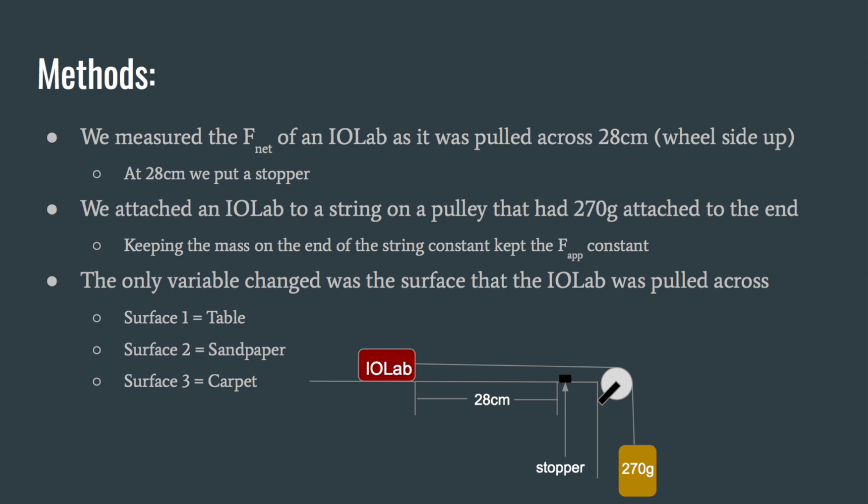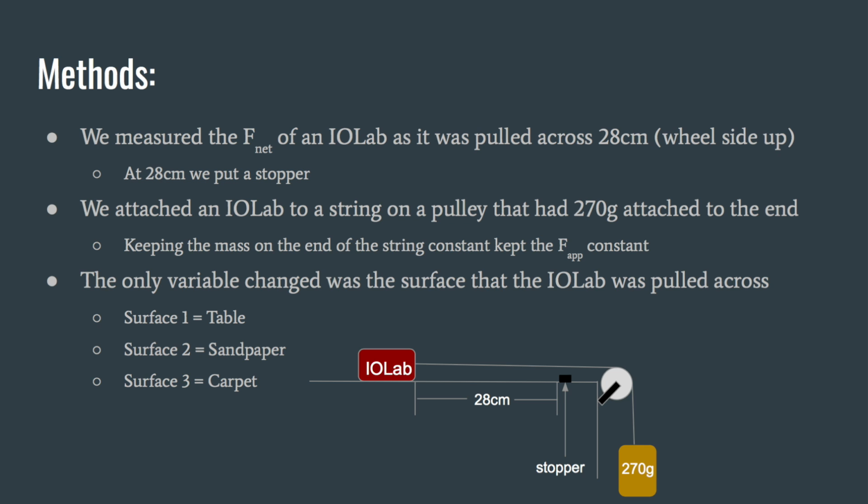The diagram at the bottom shows our experiment setup. We measured the net force of the IOLab as we pulled it. The force we applied to pull the IOLab was kept constant by keeping the weight at the end of the string the same in every trial. We only changed the surface that the IOLab was pulled across to see if the change in friction changed the amount of work we needed to move the IOLab.